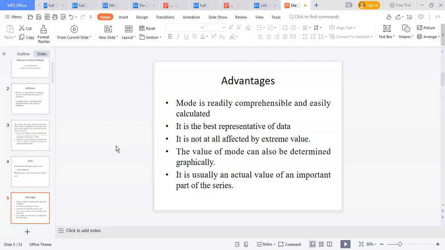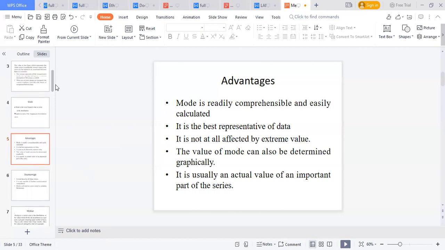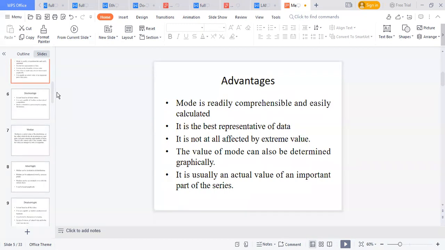The mode also can be determined graphically, which means you can make a graph and see which value appears more. Think about a hospital setting, a department setting, where you're looking at different patients. You find that those with stroke, maybe they are the most. That becomes the mode.